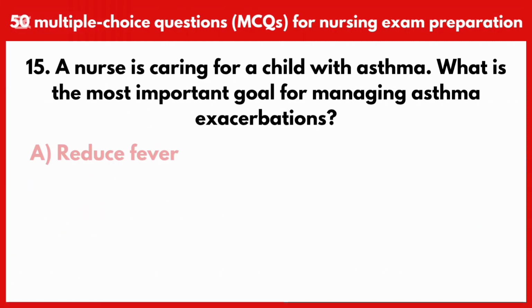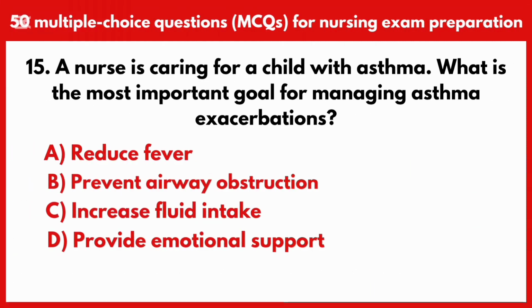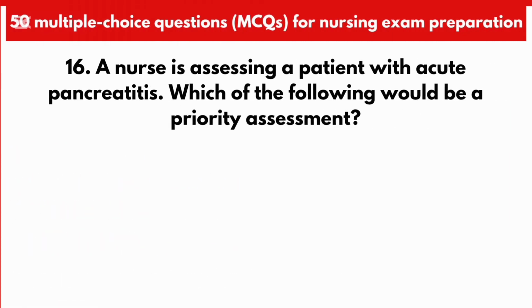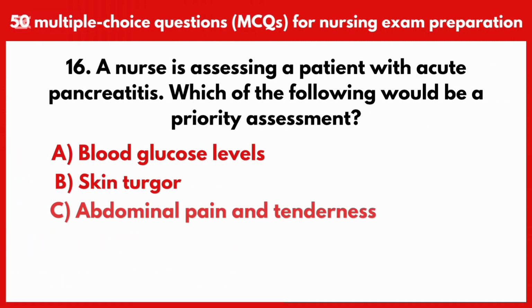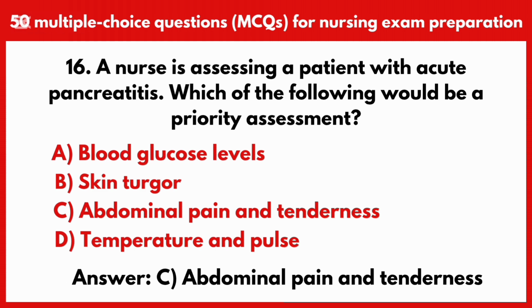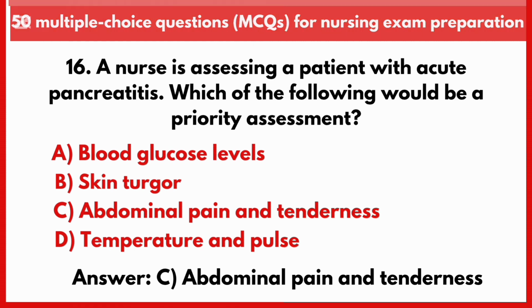A nurse is caring for a child with asthma. What is the most important goal for managing asthma exacerbation? Correct answer is option B, prevent airway obstruction. A nurse is assessing a patient with acute pancreatitis. Which of the following would be a priority assessment? Correct answer is option C, abdominal pain and tenderness.